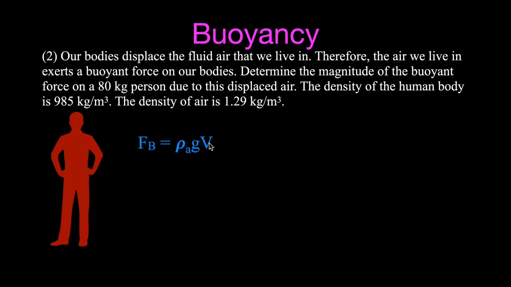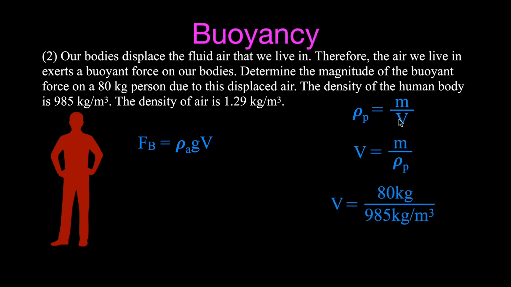Now, once again, I didn't give you the volume. I gave you the mass this time and the density. So you can get the volume of a person from the density equation. The density of a person is equal to the mass divided by the volume. The volume would be the mass divided by the density, and that's 80 divided by 985 kilograms per meter cubed. You can see the kilograms cancel. You're left with 0.081 meters cubed.